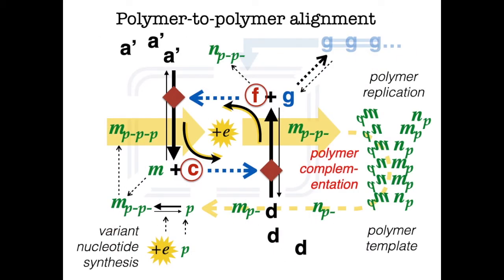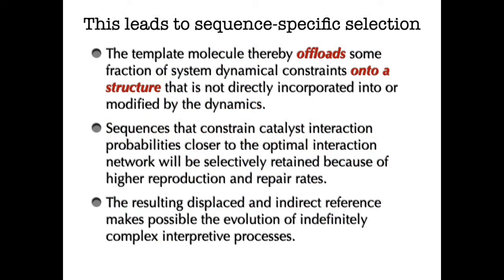Nucleotide polymers that match across complementary sequences tend to form more stable double-stranded complexes, shown here on the right side of the diagram. This, of course, becomes the basis for sequence replication, for example, as we find in DNA. This leads to sequence-specific selection. The template molecule thereby offloads some fraction of system dynamical constraints onto a structure that is not directly incorporated into or modified by the dynamics. Sequences that constrain catalytic interaction probabilities that are closer to the optimal interaction probabilities in the network will be selectively retained because of their higher reproduction and repair rates. The resulting displaced and indirect reference caused by this shift of substrates makes possible the evolution of indefinitely complex interpretive processes.